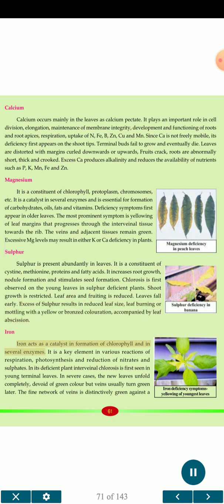Iron. Iron acts as a catalyst in formation of chlorophyll and in several enzymes. It is a key element in various reactions of respiration, photosynthesis and reduction of nitrates and sulfates. In iron-deficient plants, interveinal chlorosis is first seen in young terminal leaves. In severe cases, the new leaves unfold completely devoid of green color, but veins usually turn green later.